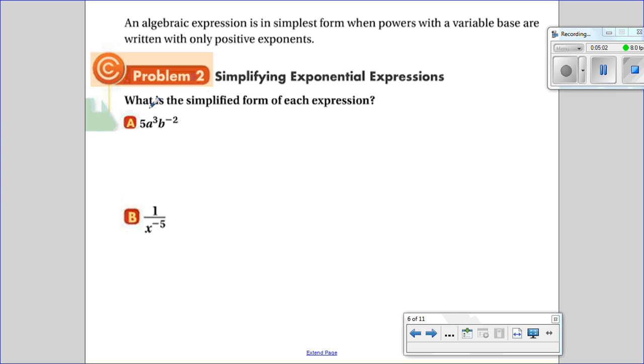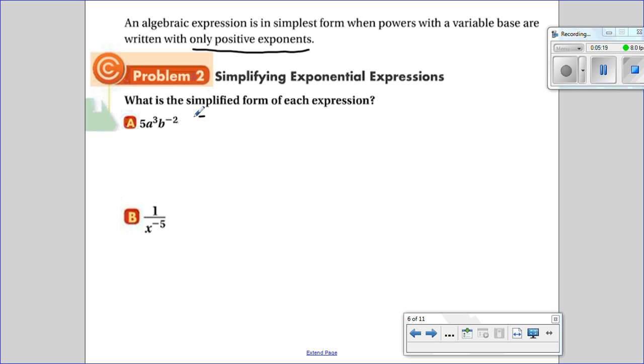Now, what happens when we get variables involved? Really nothing, except that simplifying means we have to get all positive exponents. So we've got to get all positive exponents.